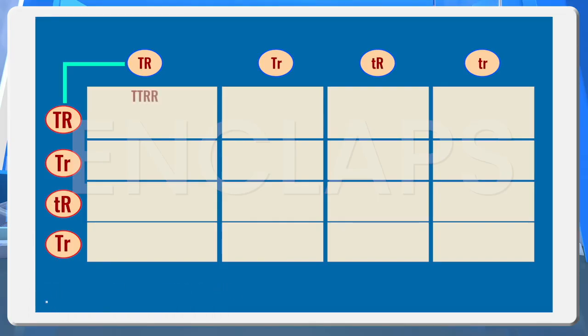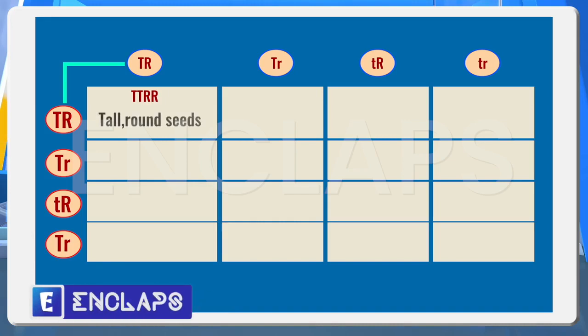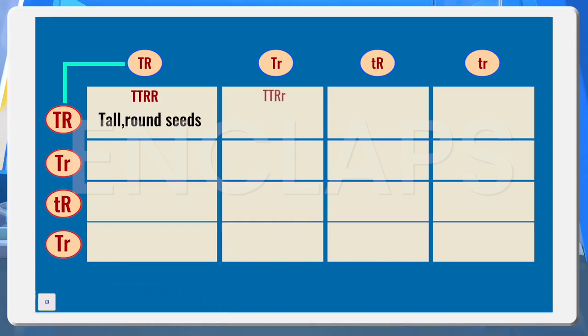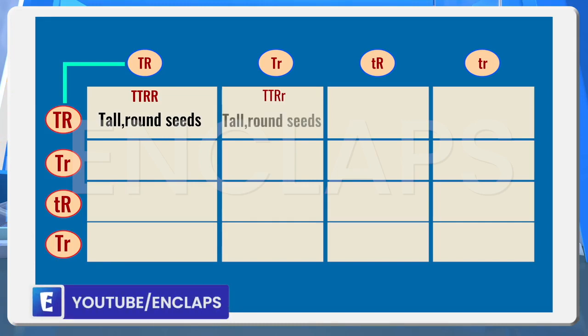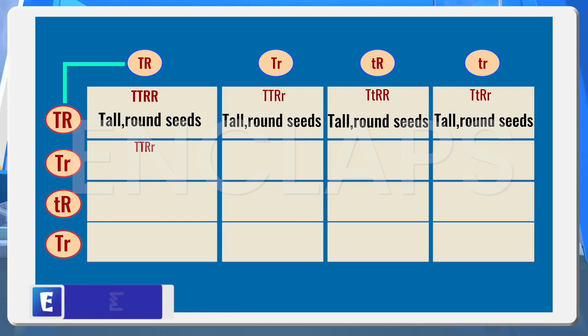Now, we can make a table for listing the gametes formed from these 2 plants and the F2 progenies formed during the fusion of these gametes. Capital T capital T, capital R capital R: tall, round seeds. Capital T capital T, capital R small r: tall, round seeds. Capital T small t, capital R capital R: tall, round seeds. Capital T small t, capital R small r: tall, round seeds. Capital T capital T, capital R small r: tall, round seeds. Capital T small t, small r small r: tall, wrinkled seeds.